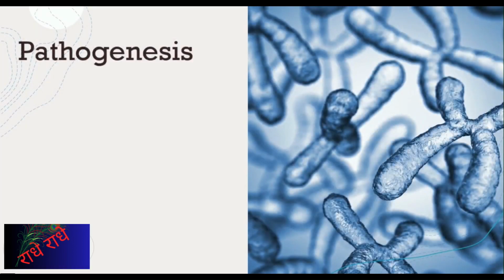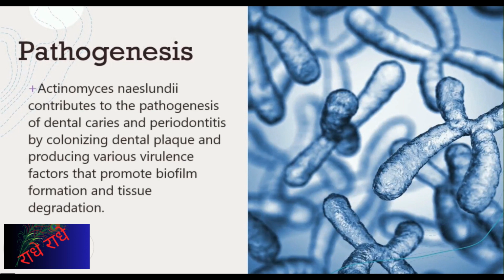A. naeslundii is a common species of gram-positive, acid-fast bacteria found in the human mouth. It is known to contribute to oral health problems such as dental caries and periodontitis, as it colonizes dental plaque and produces a range of virulence factors that can degrade tissues and promote the formation of biofilms. Consequently, A. naeslundii can be a major factor in dental plaque-related diseases.